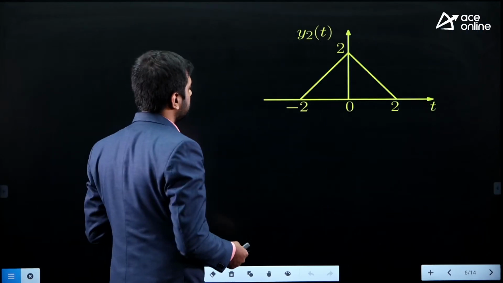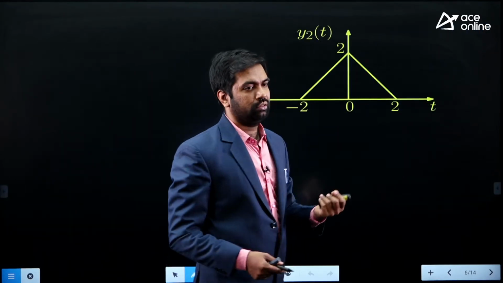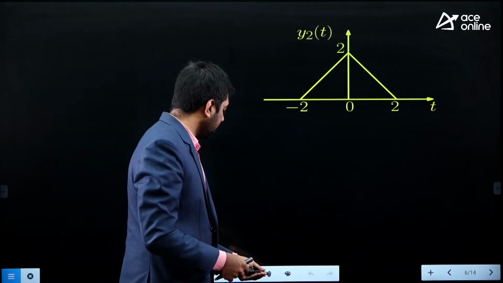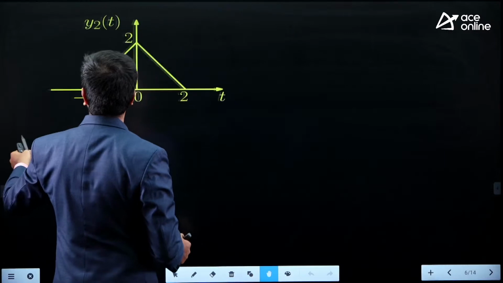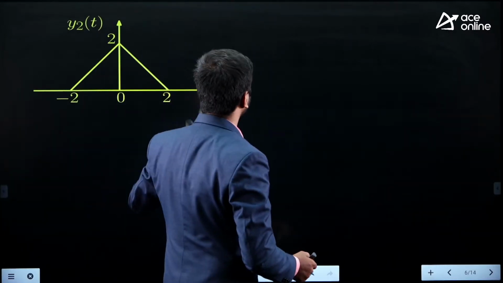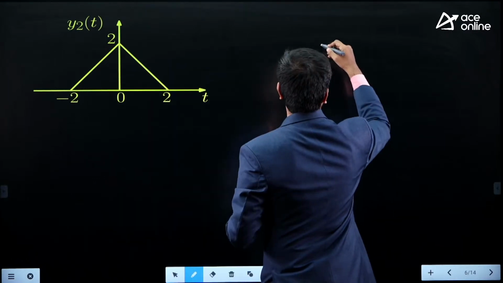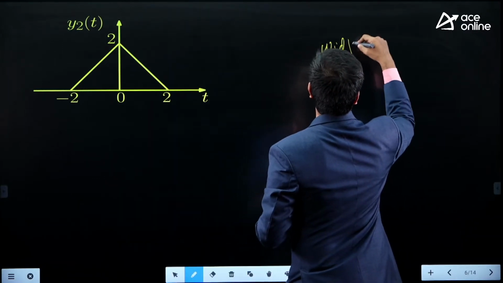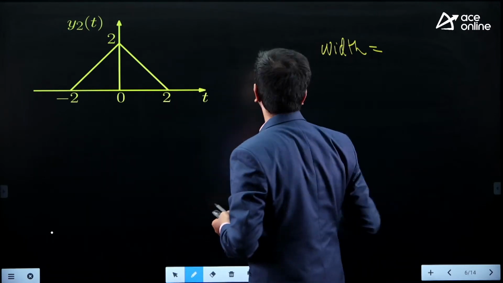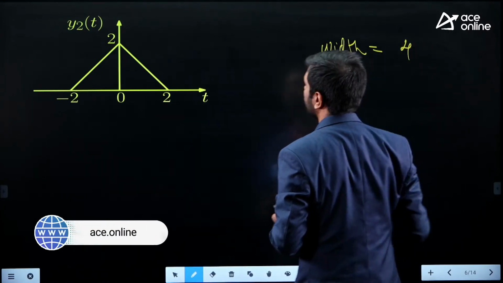They have given us a triangular pulse, and they are asking us to find the Fourier transform of this triangular pulse. The most important thing is to note these observations. What is the width of this triangular pulse? The width is 4 units.